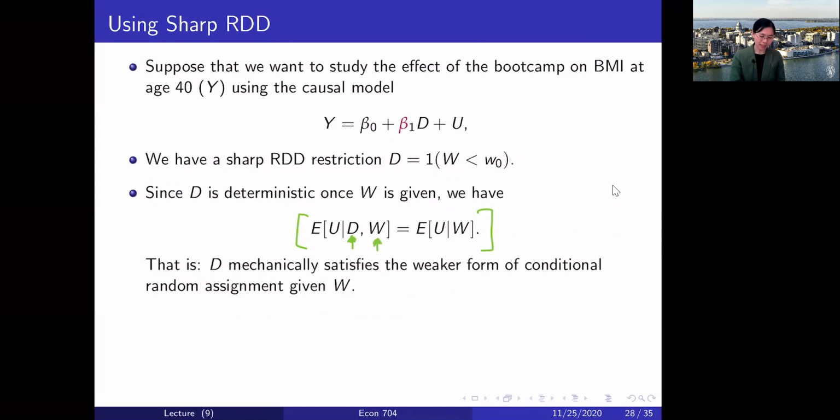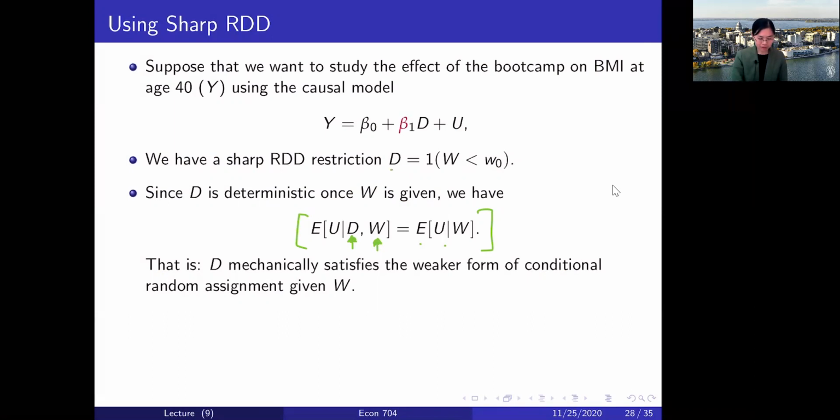So D can actually drop out of this conditioning. So E[U|D,W] equals E[U|W]. The reason is the information contained in W nests the information contained in D. Okay, we do not need to condition on D once we already condition on W.